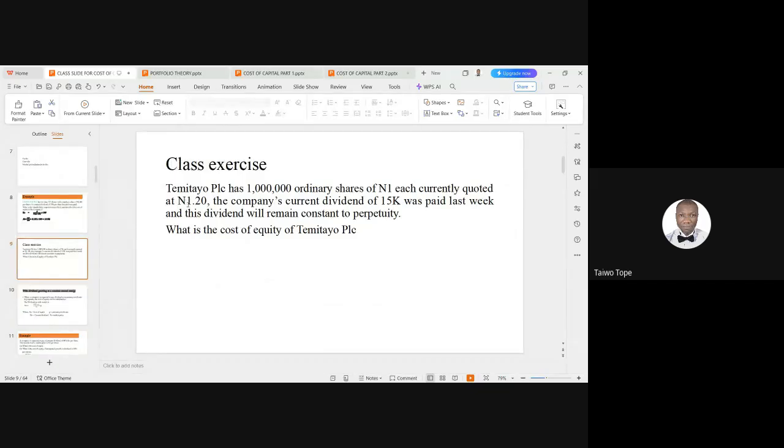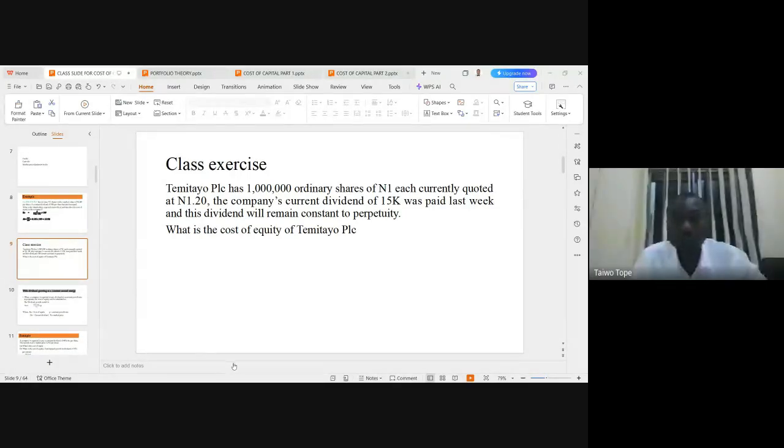Temitayo PLC has 1 million ordinary shares of 1 naira each, currently quoted at 1 naira 20 kobo. The company's current dividend of 15 kobo was paid last week, and this dividend will remain constant to perpetuity. What is the cost of equity of Temitayo PLC? You should be able to solve this. Check the question and see if you should be able to solve it.